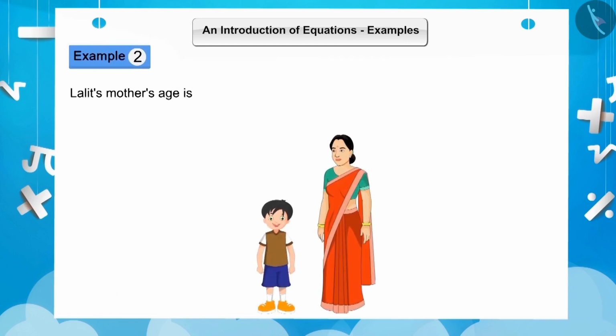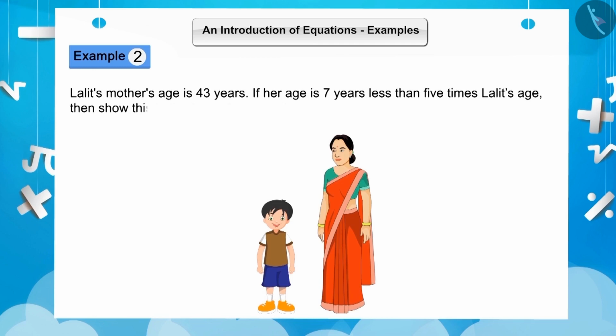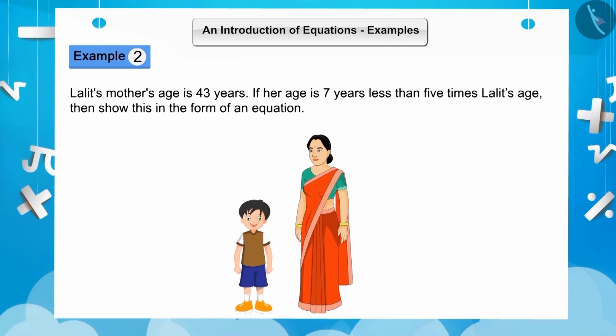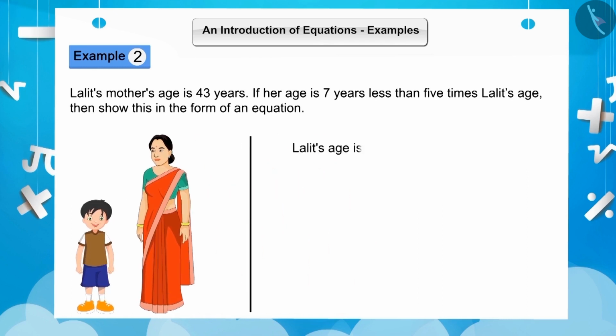Lalit's mother's age is 43 years. If this is 7 years less than 5 times Lalit's age, then show this in the form of an equation. Suppose Lalit's age is A years, then 5 times his age will be 5 multiplied by A, that is 5A.